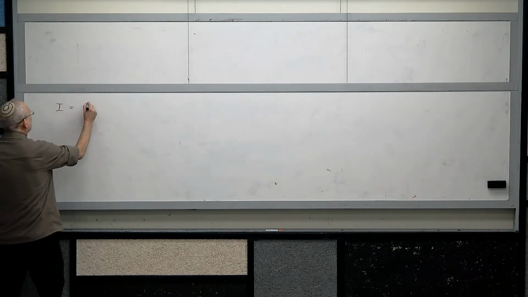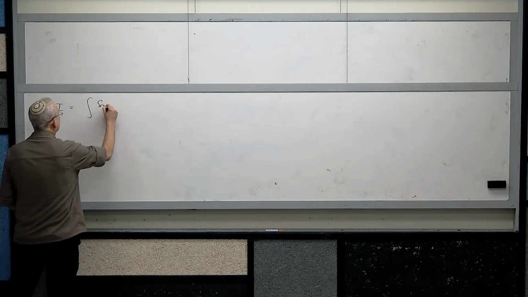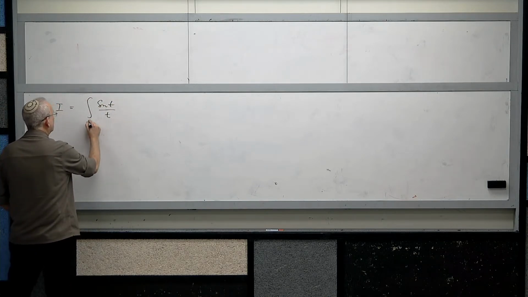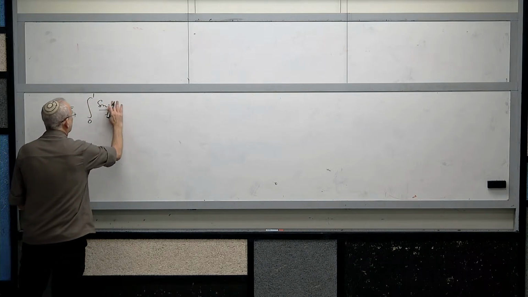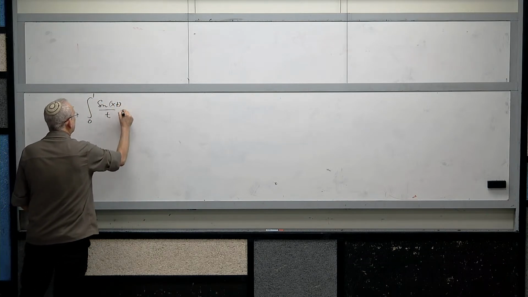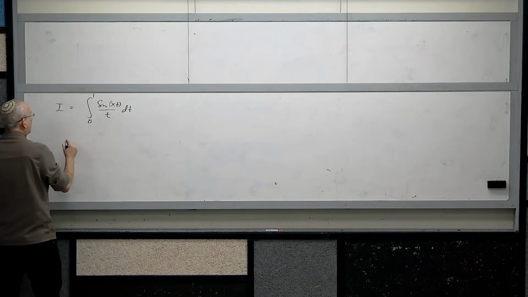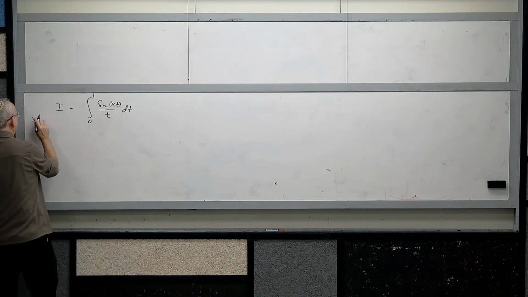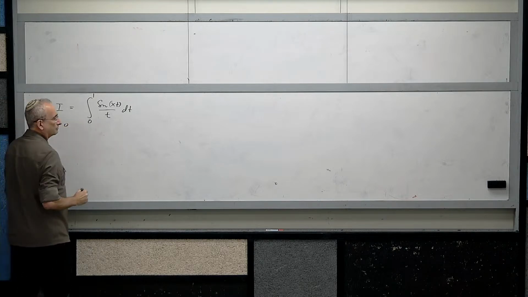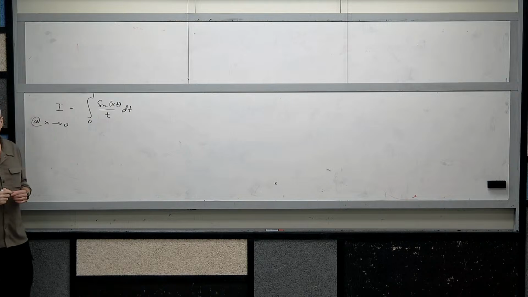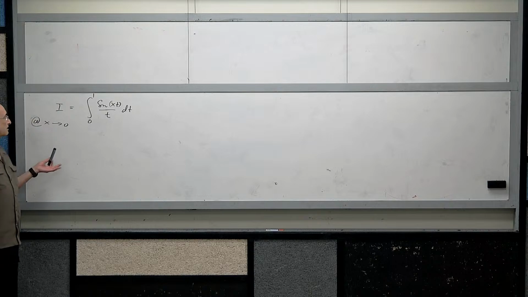suppose we have the integral of sine t over t from 0 to 1, sine of xt dt, and I want to analyze this integral to find the asymptotics of this integral as x goes to 0. Okay? What should I do? Here the trick is very simple.